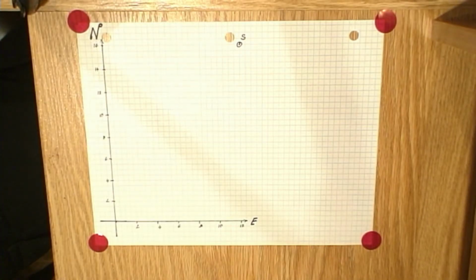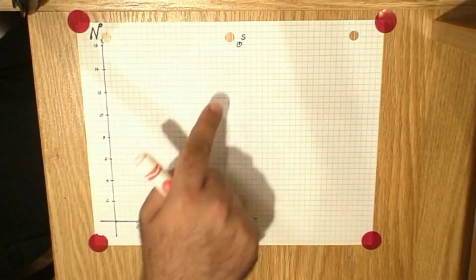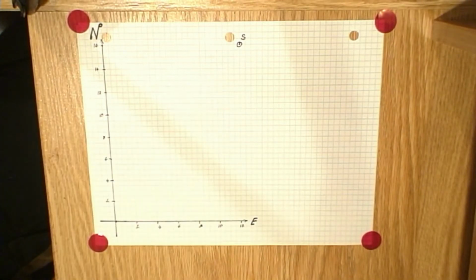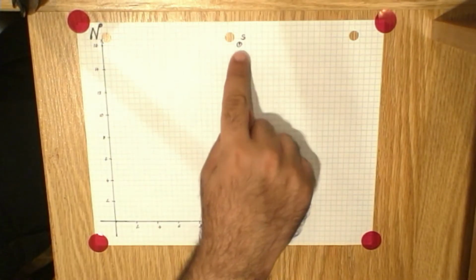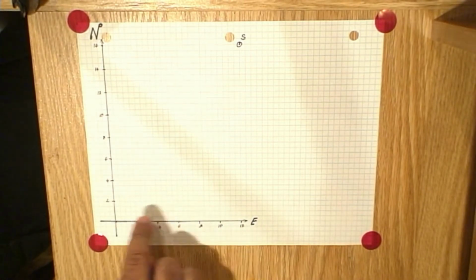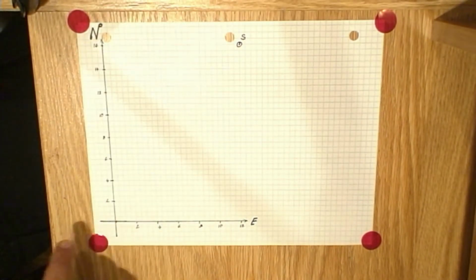Here is one way to locate the shark. The shark, as we can see, is at this point over here. We could locate the shark exactly and unambiguously by stating how far the shark is east of our position, which is at the origin, and how far north of our position. Let's start with east.